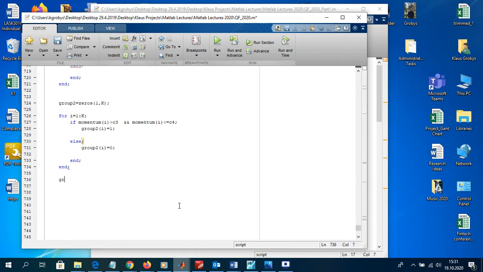So now we can also determine our third group. It's a 1 by k vector of zeros that we store the corresponding stocks that are in that group. So again, we start with a for loop. For I from 1 to capital K, do what? Well, if momentum I is larger than C4, right?